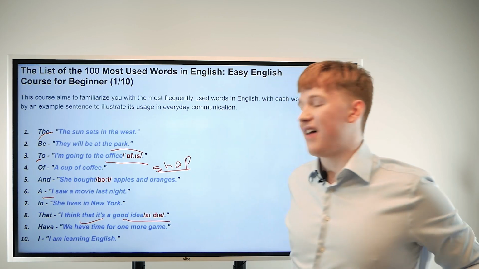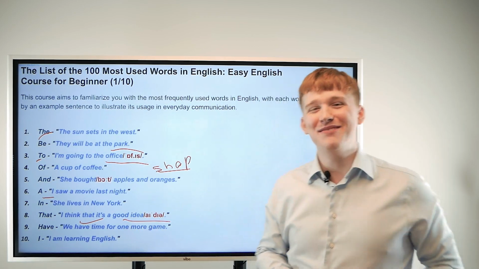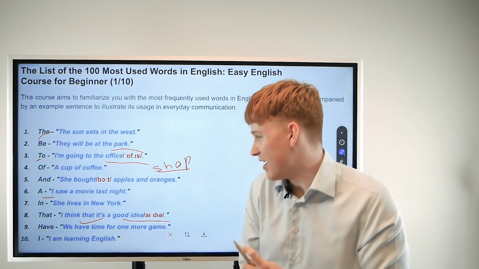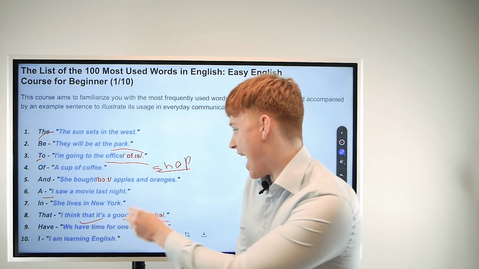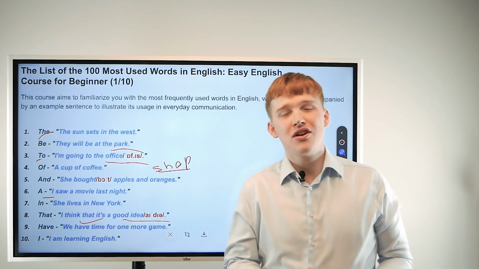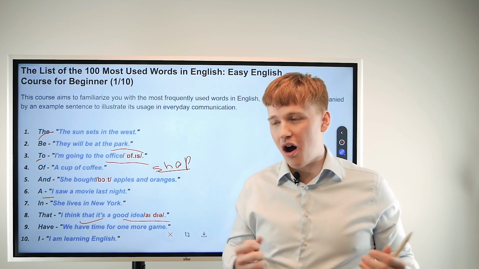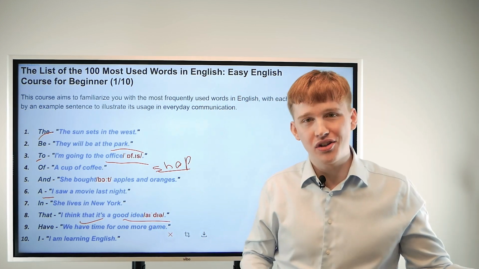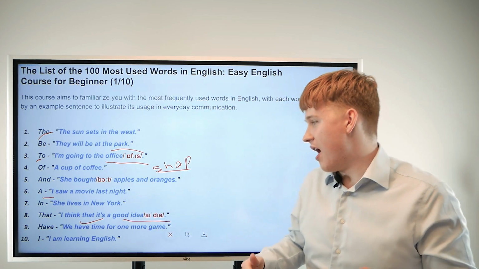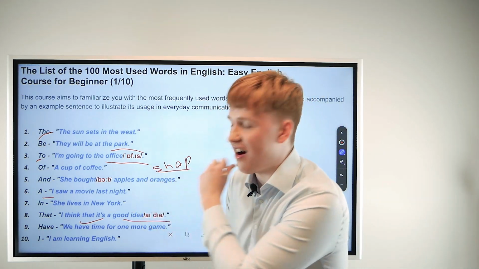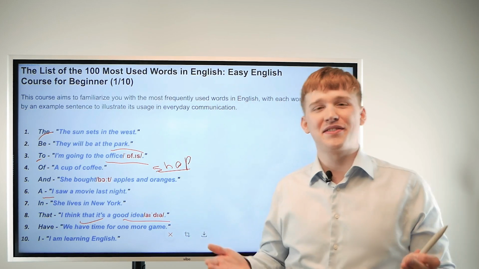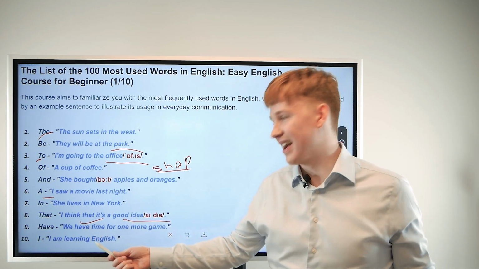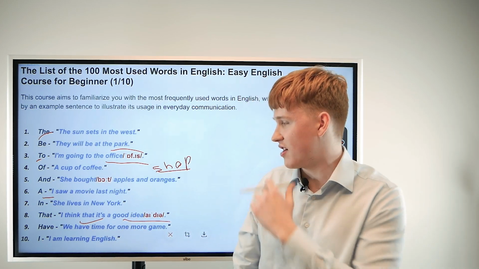So next up, we have "have". When you have something, we say, we have time for one more game. So it means that you own something. So I have time. You may have a car, you may have a house, but here we have time. So it doesn't just have to be an object, it can be an idea, like time. So that's perfect, so we have time.